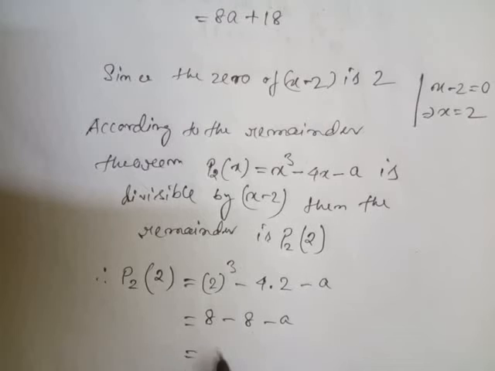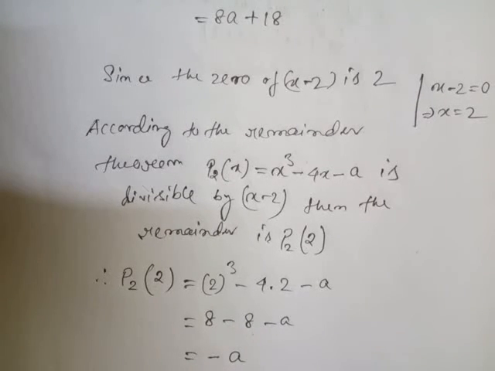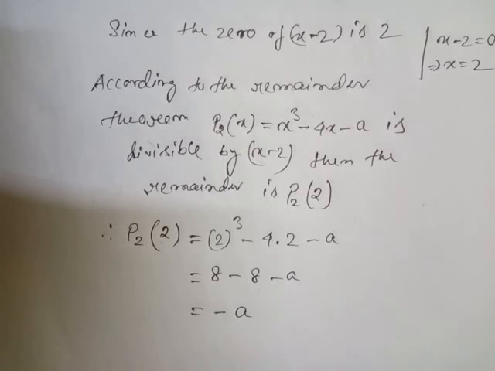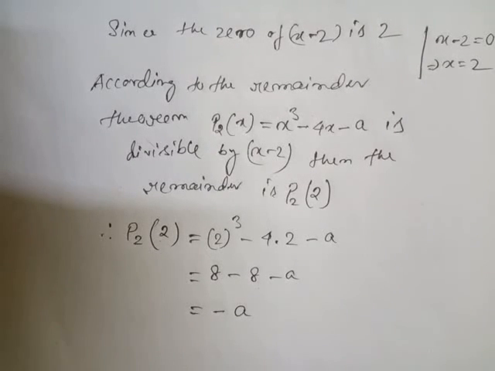Now look students, the plus and minus cancel. So the answer is only minus a. This is the remainder of P2. Okay, now look, this is not the end. In the question it is also mentioned that the two remainders are equal. We have to find the value of a. Now let's have a look.